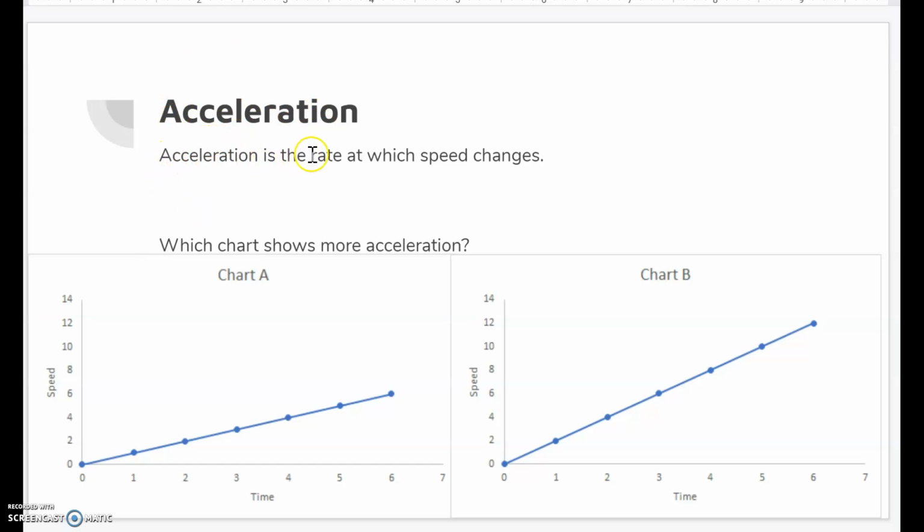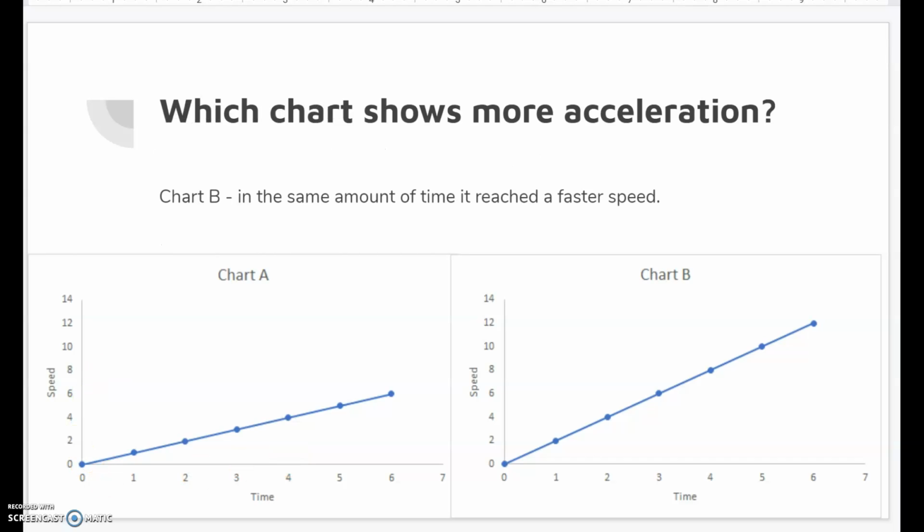Acceleration. Acceleration is the rate at which speed changes. So which chart out of these two shows the more acceleration? Is it this chart where in 6 seconds it travels up to about speed 6? Or in chart B where it travels up to about 12, let's say meters per second, in 6 seconds? So a speed of 12 in a time of 6, or a speed of 6 in a time of 6. This is just something to think about.